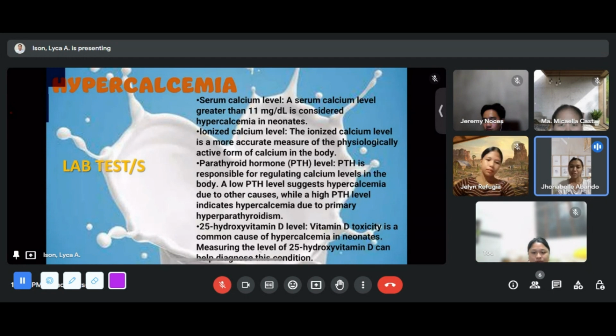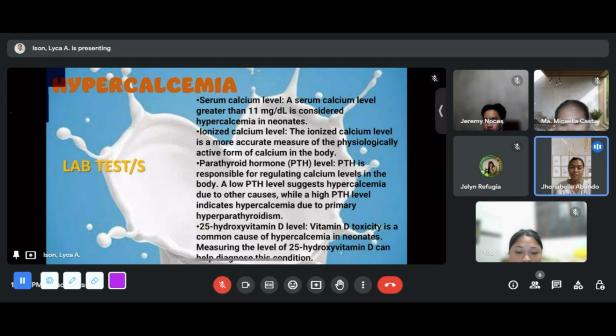Third is parathyroid hormone. Kung mataas naman ang antas ng parathyroid hormone sa dugo, maaaring ito ay dahil sa primary hyperthyroidism. So, sa kabilang banda, kung mababa naman ang level ng parathyroid hormone ay nagpapahiwatig ito ng hypercalcemia.